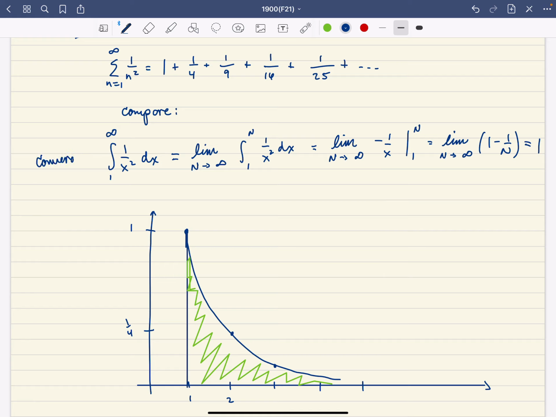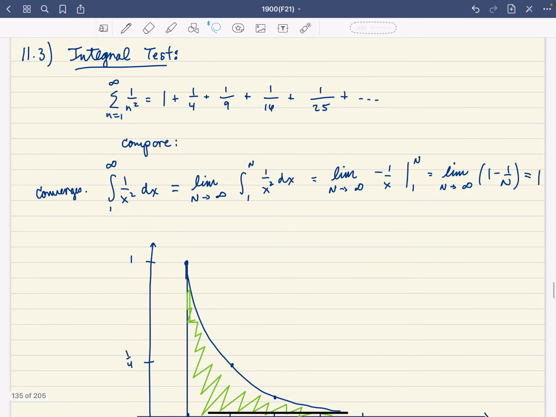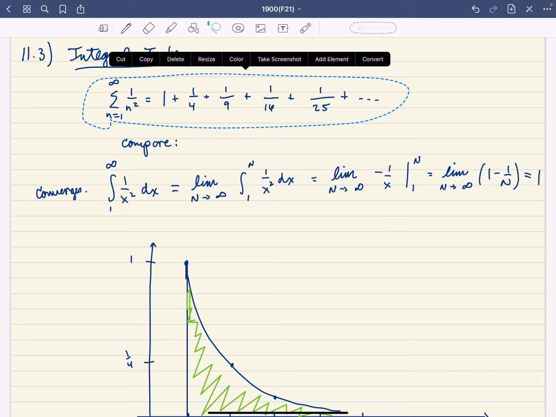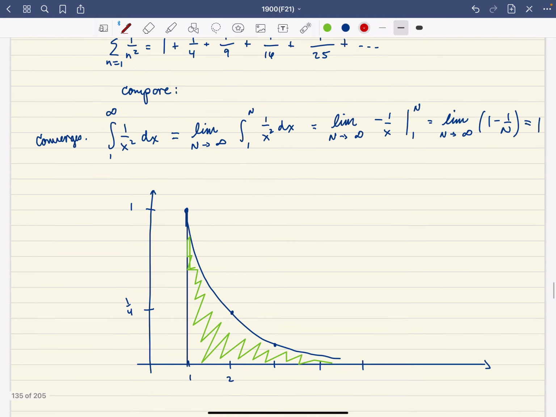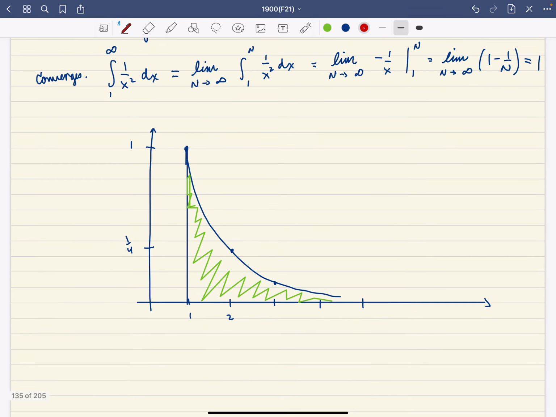This sum converges. Now, what I want to do is compare that to the series. I'm going to think about 1 plus 1/4 plus 1/9. And what I want to do with that is draw, over top of this image that we already have, a rectangle of area 1.